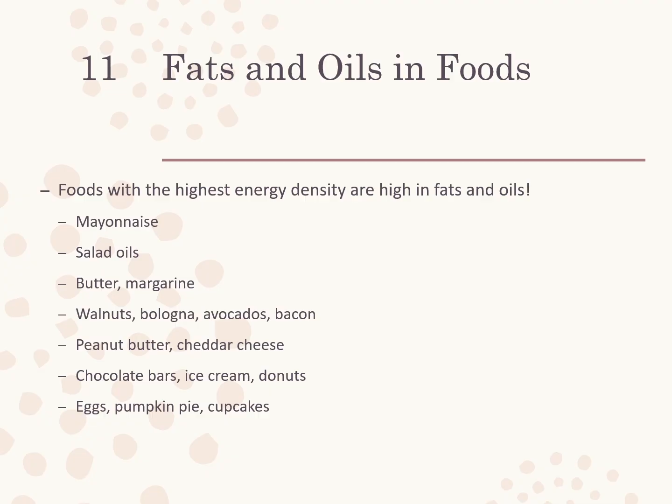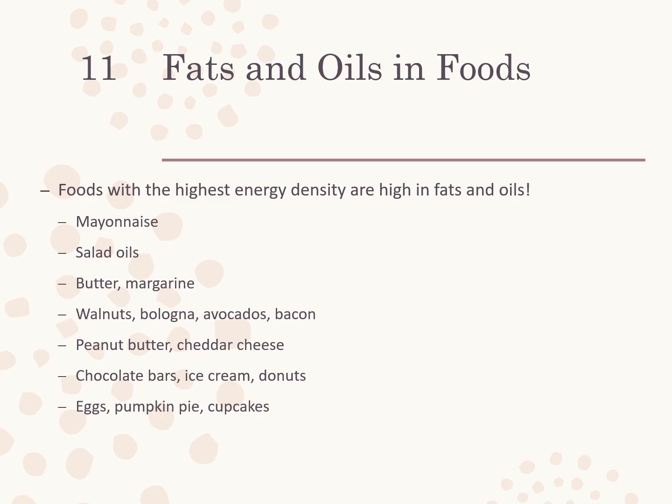Again, what's the big deal about fats? Why are they so bad? Foods with the highest energy density are high in fats and oils. Here are just a couple of examples of high fat foods. When we think about the calorie content of fats, 1 gram of fat has 9 calories. In comparison, 1 gram of carbohydrates is equal to 4 calories, and the same is true with protein: 1 gram of protein is equivalent to 4 calories. So fats are more than double the energy density of proteins or carbohydrates.